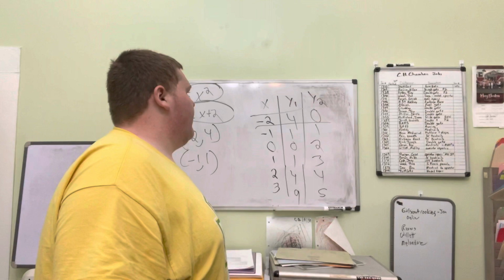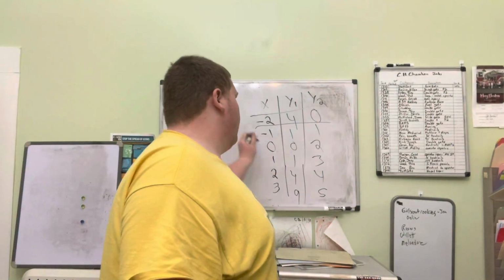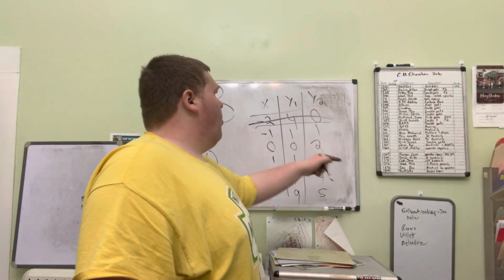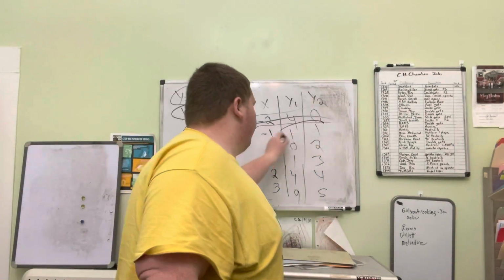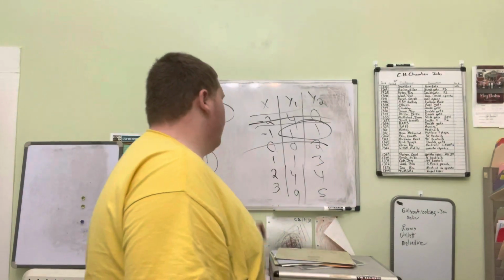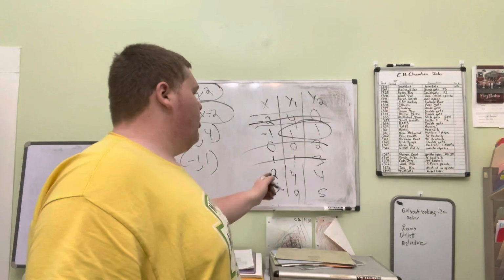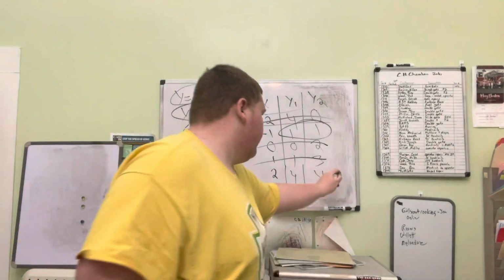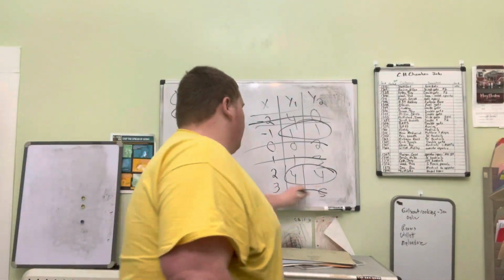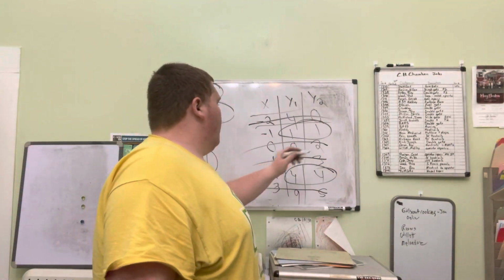Let's look at the first one. Negative 2, 4, and 0. Are 4 and 0 the same thing? No. That's not a solution. Negative 1, 1 and 1, are those the same y values? Yes. 0, 0, 2. Is 0 and 2 the same value? No. 1, 1, 3. Are 1 and 3 the same y value? No. 2, 4, 4. Are 4 and 4 the same value? Yes. 3, 9, 5. Are 9 and 5 the same value? No, they're not. So negative 1, 1, 1, and 2, 4, and 4.